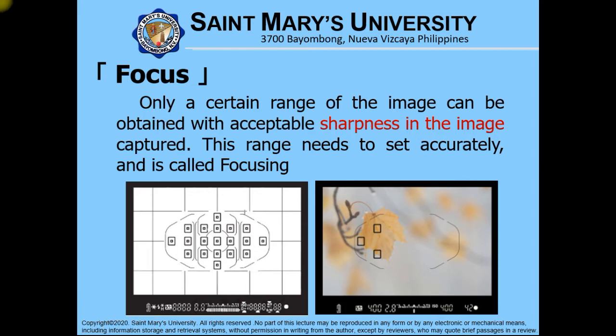Focusing: only a certain range of the image can be obtained with acceptable sharpness in the image captured. This range needs to be set accurately and is called focusing. This is the focus point or setting of the camera. As you can see here, the leaf is at the focus point, and the other background is blurred, in order for us to set the subject in our photos.